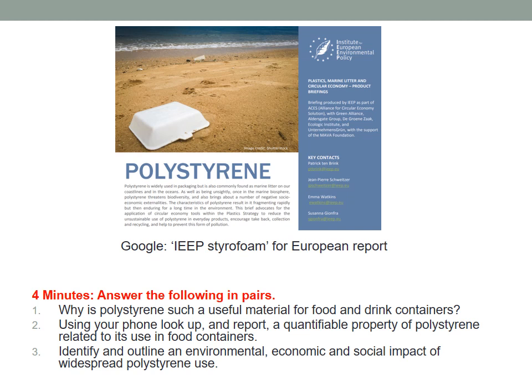Okay, and number 3, identify and outline an environmental, economic, and social impact of widespread polystyrene use. And this is really important when we're considering material selection and environmental impact. There are many broad different types of impacts. So environmental, we actually talked about this previously.